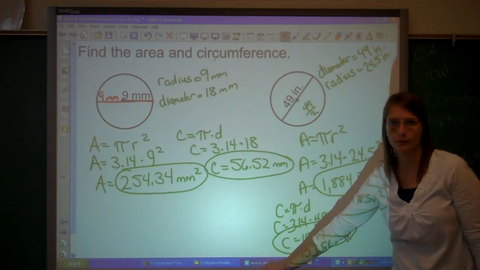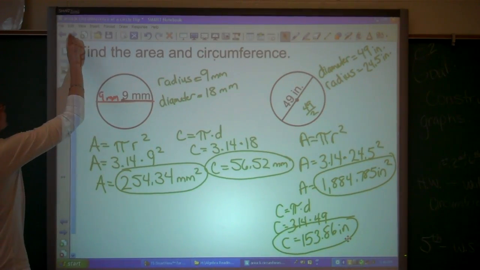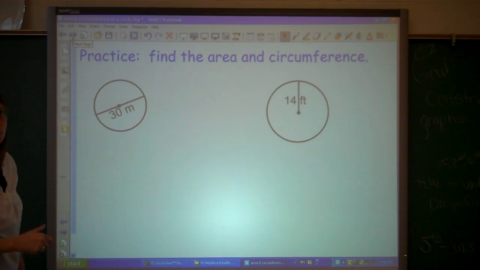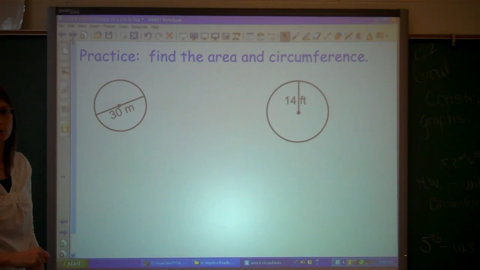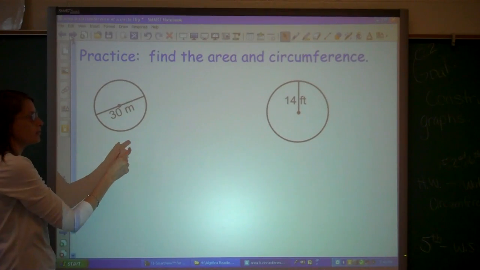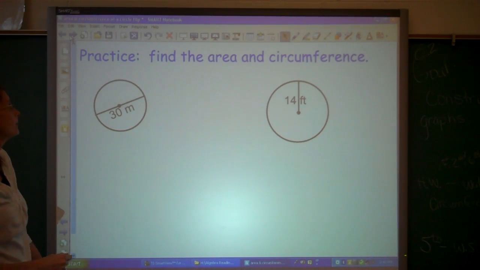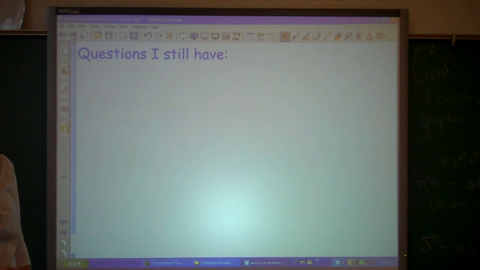And that's my answer. So what I would like you to do is to do 2 practice problems on your own. You're going to find the area and the circumference of both of these circles. If you need to, go back and look at the problems that I did. Go back and look at your definitions for your formulas. And remember to write your formula every time, because the more we write it, the more we'll remember it. And if you have any questions, write them down and we'll discuss them tomorrow in class.